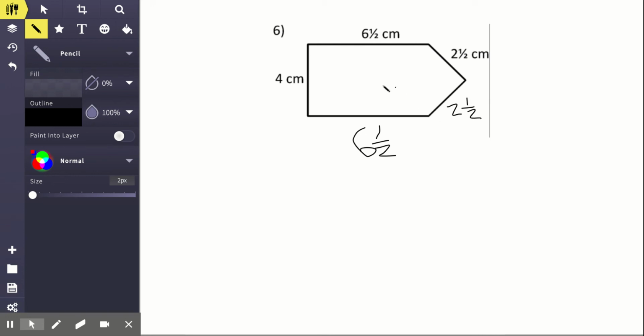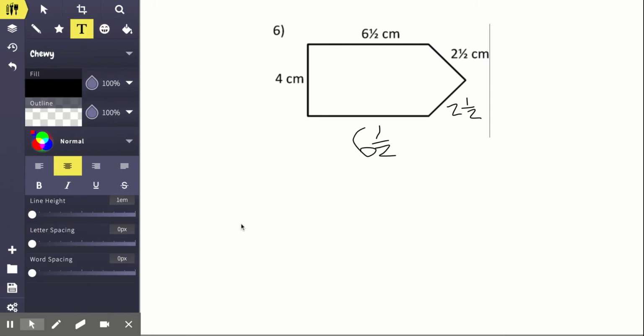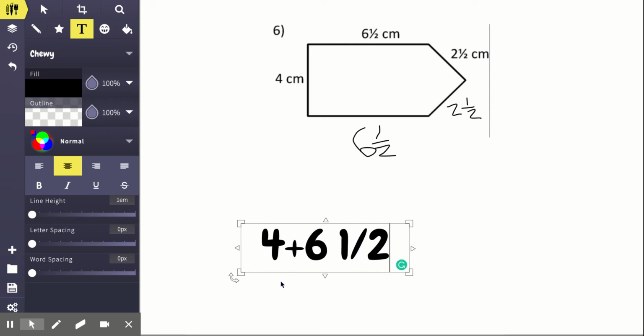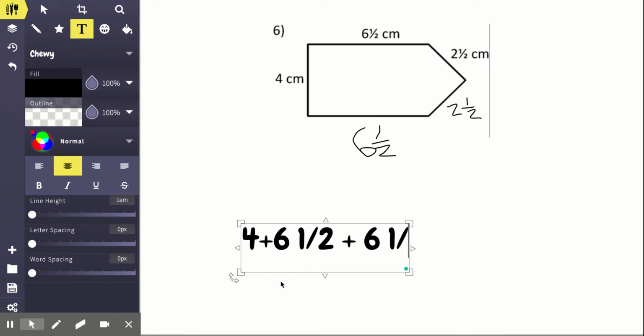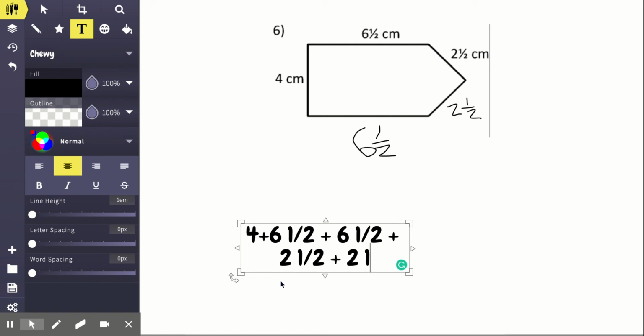So now that we have the length of all of the sides of the shape, now we can actually add them up together. And if I added them all up together, it's going to be 4 plus 6.5 plus 6.5 plus 2.5 plus 2.5.